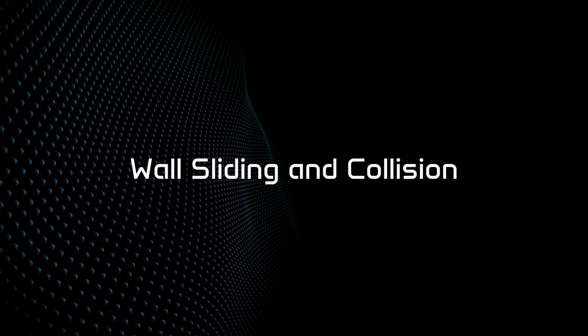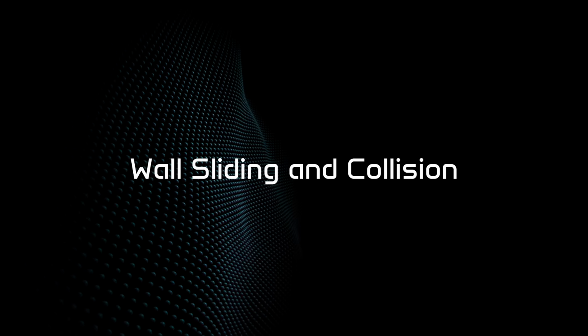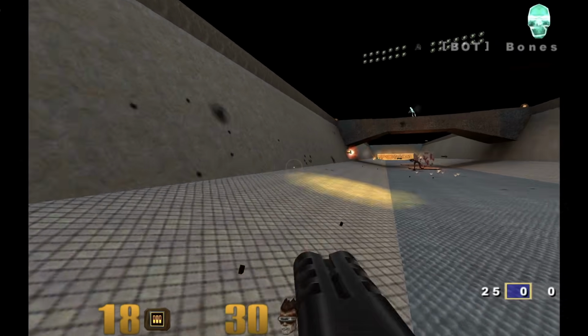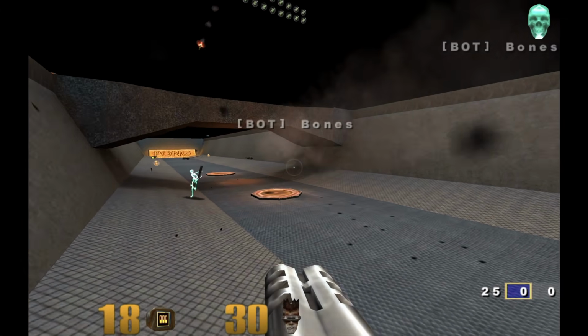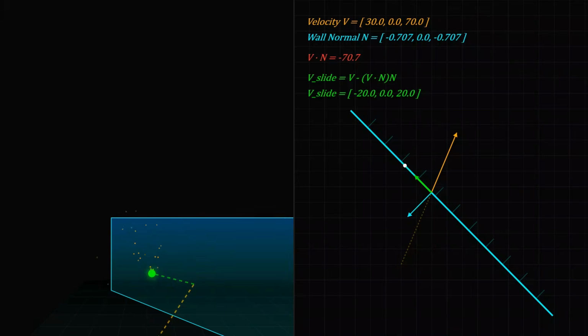Wall sliding and collision. Quake is famous for its movement. When you strafe jump diagonally into a wall at high speed, you don't instantly stop dead in your tracks. You slide smoothly along the surface. This requires calculating a slide vector. The game checks the surface normal, a normalized vector pointing straight out from the wall. When your movement vector collides with it, the engine uses that normalized vector to push your character away just enough to prevent clipping, while letting your momentum carry you forward.